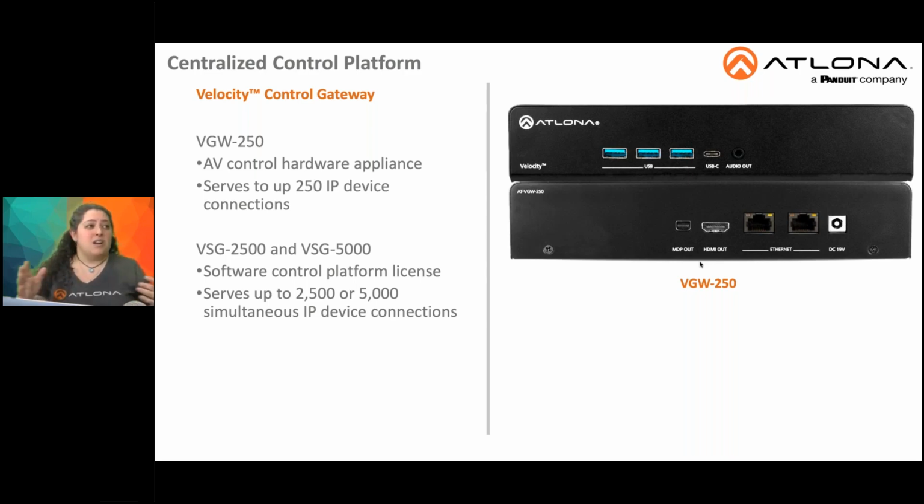So that could be way more than a room, definitely maybe a floor, or even a building, depending on the size of your building. And if you need to control more devices than that, we also have software licenses available, again in the 250, up to 2,500 devices, or up to 5,000 devices. So at that point, we're talking more than just a building, maybe a campus, and you're limited by your IT backbone. That network infrastructure is exactly how we're going to control all of these devices.